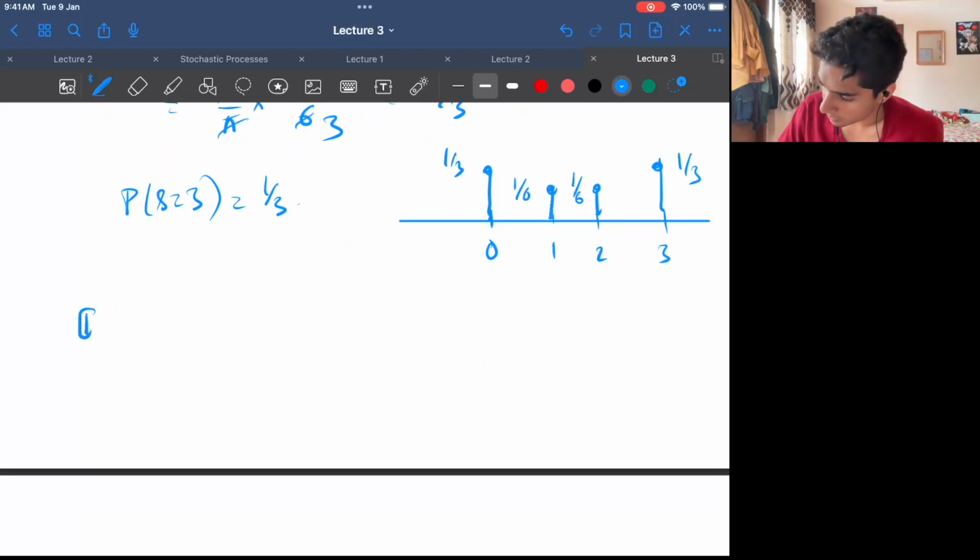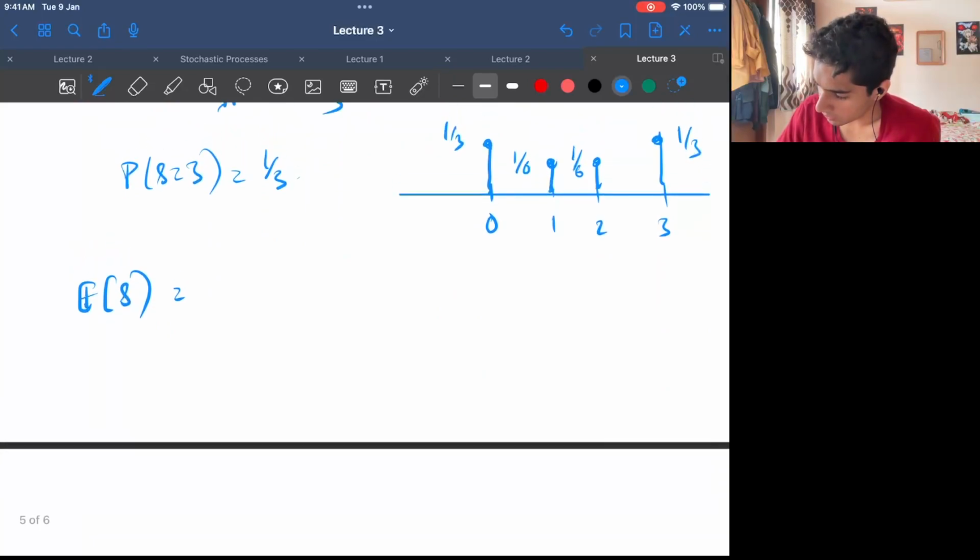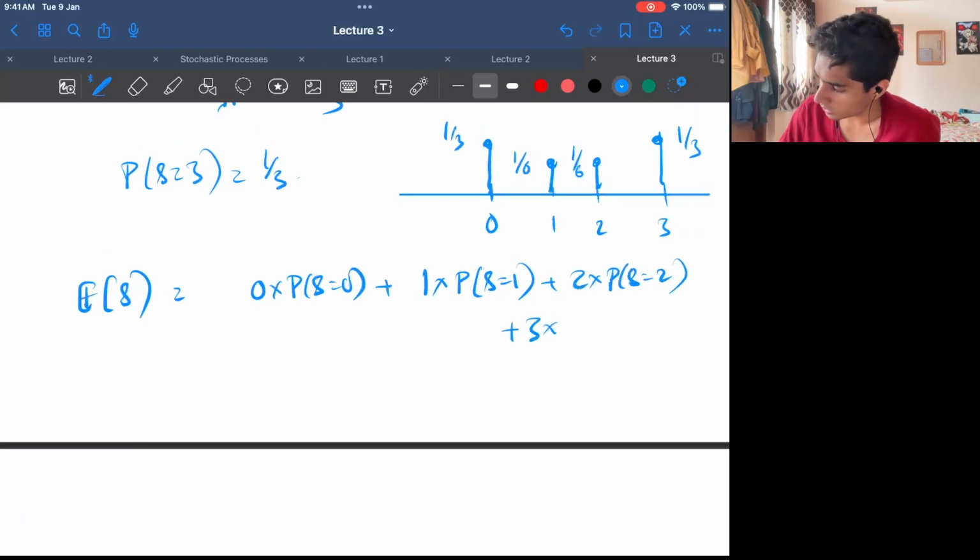Now what is the expected value of S? The expected value of S is simple now. So 0 into P of S equal to 0, plus 1 into probability of S equal to 1, plus 2 into probability of S equal to 2, plus 3 into probability of S equal to 3.